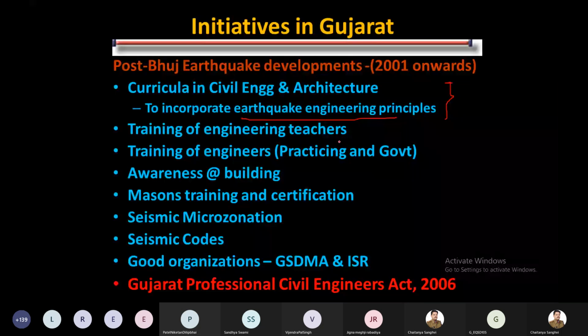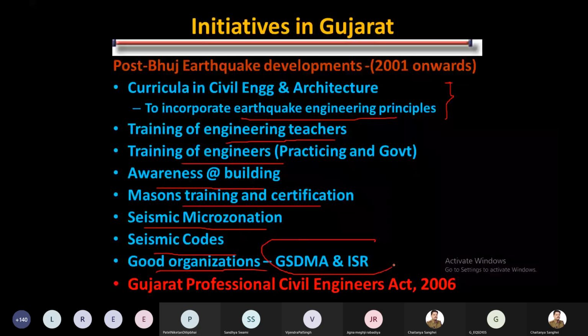After the earthquake, training of engineering teachers took place, training of engineers took place, awareness about buildings was there, mason training and certification was started, seismic microzonation of certain areas has been done, and seismic code revision took place. And in Gujarat, two good institutes came into the picture: the Gujarat State Disaster Management Authority and the Institute of Seismological Research, right?